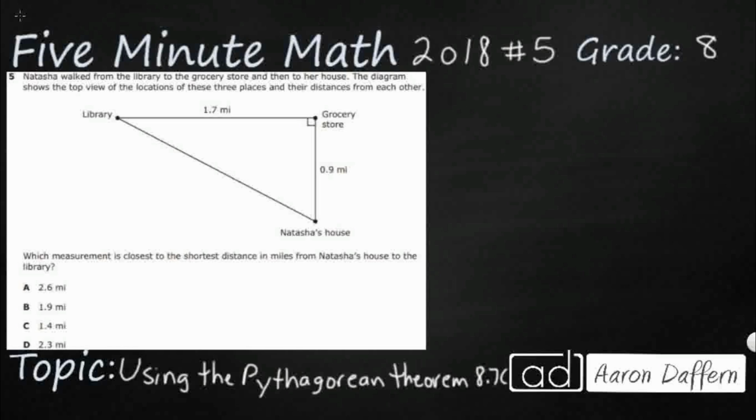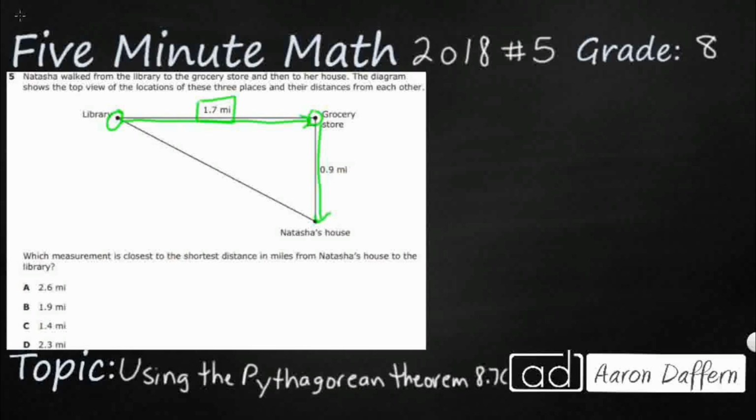So Natasha is walking from the library to the grocery store. So we've got from here to here. Looks like we got 1.7 miles. That's a pretty long walk. And then to her house. The diagram shows the top view of the locations of these three places and their distances from each other. All right, and then to the grocery store, back to her house. So which measurement is closest to the shortest distance in miles from her house to the library?